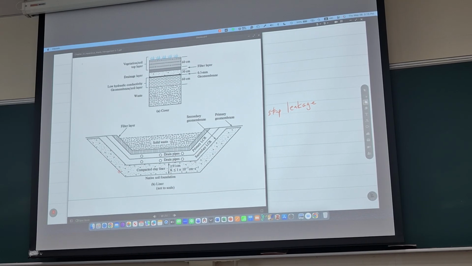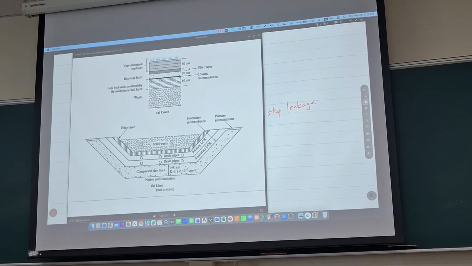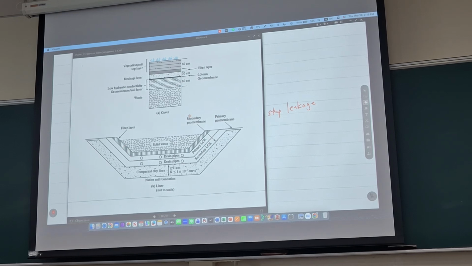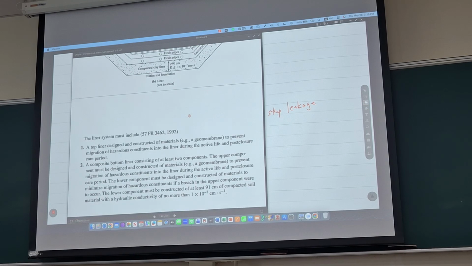So students, this one is the hardest. This landfill is not for household waste. This one is for the hardest waste.